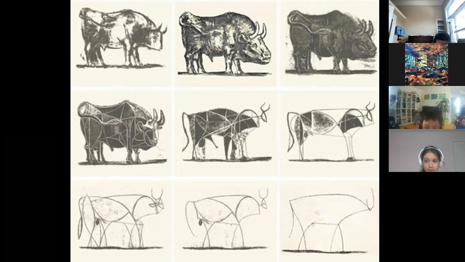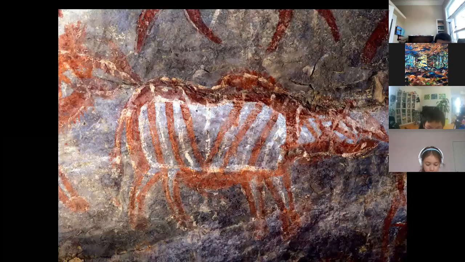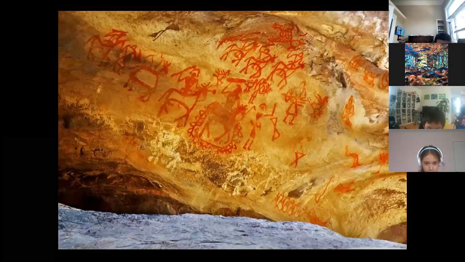Take a close look at the final drawing. Take a close look. All right. And then let's go back to what ancient Indians did on their caves. You see, look at this animal, right? I think this is a horse, but the way of painting, the way of doing it is exactly the same as what Picasso did. All right, Olivia, any questions?